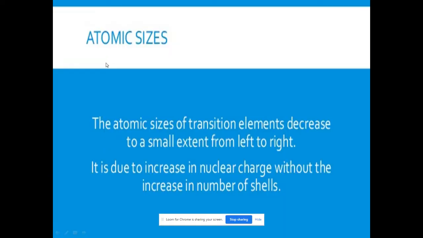Atomic size. The atomic size of transition elements decreases to a small extent from left to right as we move from scandium to zinc, as scandium is the 3d series element. As we move from scandium to zinc, the atomic size of the elements decreases to a small extent. This is due to increase in nuclear charge without increase in the number of shells.